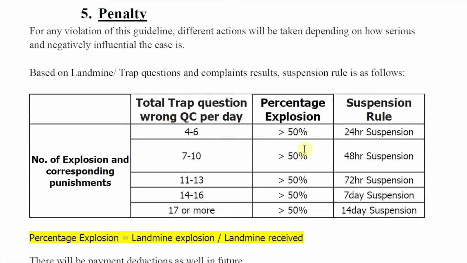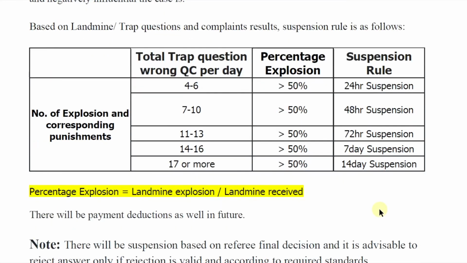The percentage exclusion is 50%, greater than 50%, and this is the total suspension rule. So for 4 to 6 total wrong QC, if you fall in the greater than 50% criteria, there will be a 24-hour suspension. Similarly, it will go up to 14 days suspension. Now how have we calculated the percentage exclusion? It is landmine exclusion divided by landmines received. For example, if you have received 20 landmine questions and you have done wrong QC for 10 questions, then you are at 50%. So you have to focus on this part as well.